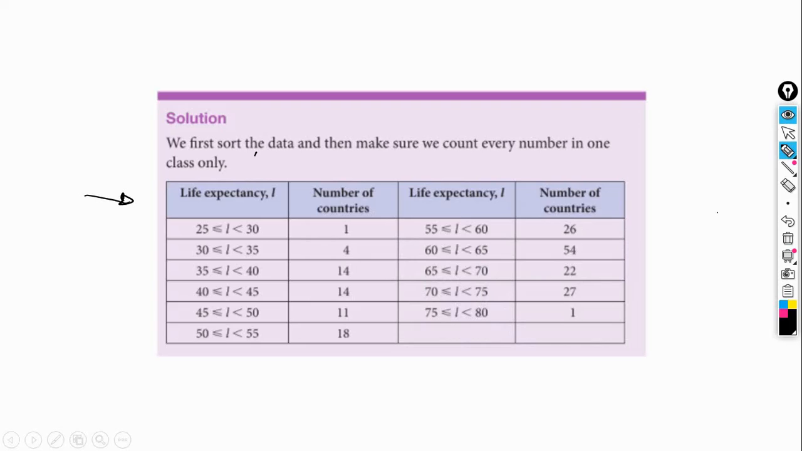Notice that on this left column, you have the life expectancy, and they call it L, and you have each interval or class. So we start at 25, and it goes from 25 to 30. Notice not including 30 because they're not supposed to overlap. So there's one country that has a life expectancy between 25 and 30. Then you would have from 30 to 35, where you have 4 countries with a life expectancy between those numbers, and so forth.